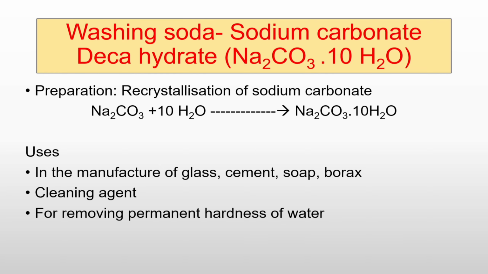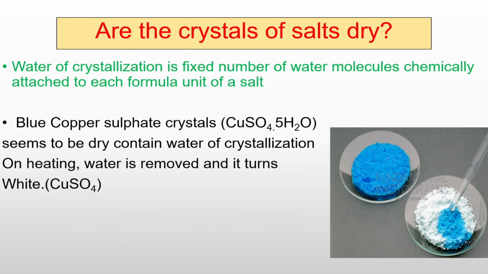Now, since in the previous slide you have seen this 10H2O, why is it 10H2O? Wherever you must have seen copper sulfate dot 5H2O, or gypsum in the next slide, what are these dot H2O? Dot H2O is called water of crystallization. It is a fixed number of water molecules chemically attached to each formula unit of the salt. These are fixed. If it is 10H2O, it will only remain 10H2O.